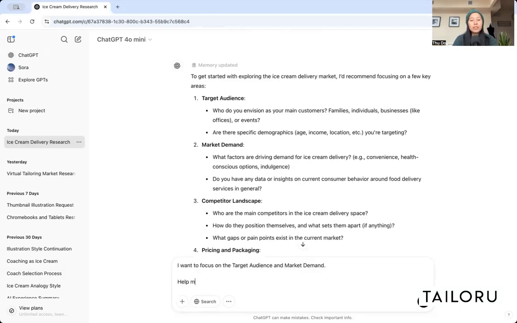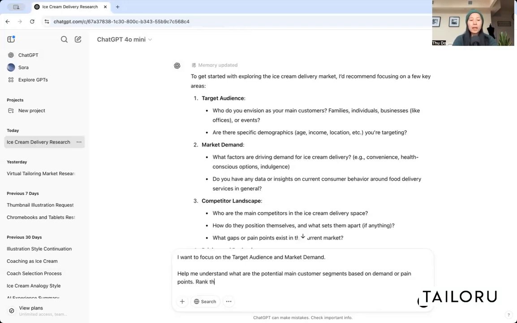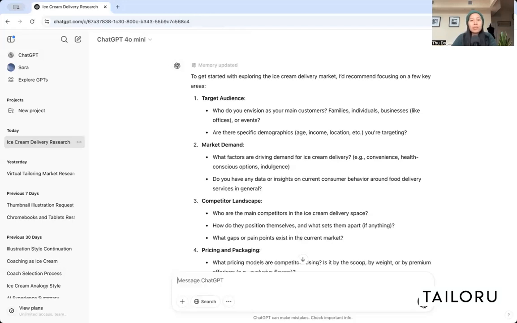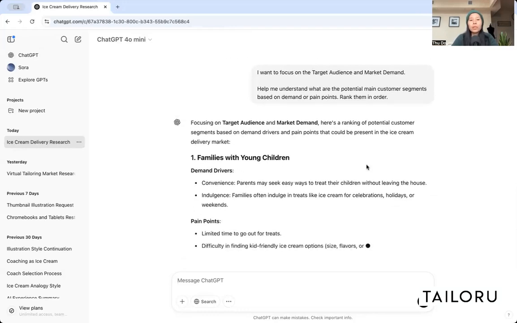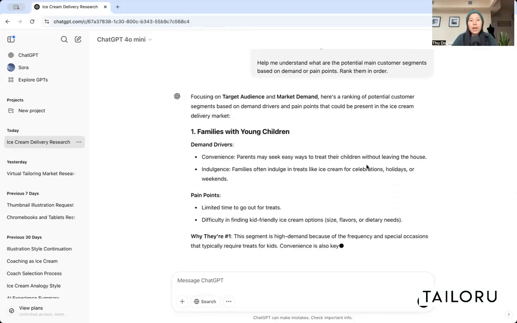And I'm going to ask, help me understand what the potential main customer segments are. So I'm asking, it's all about who has the problems and pain points. I'm going to ask, rank them in order, right? As a small business, we don't have unlimited resources, and we would need to know, based on the demand and pain points, the ranked order of these customer segments. So ChatGPT came back with a list of ranked order customer segments based on demand and pain point.